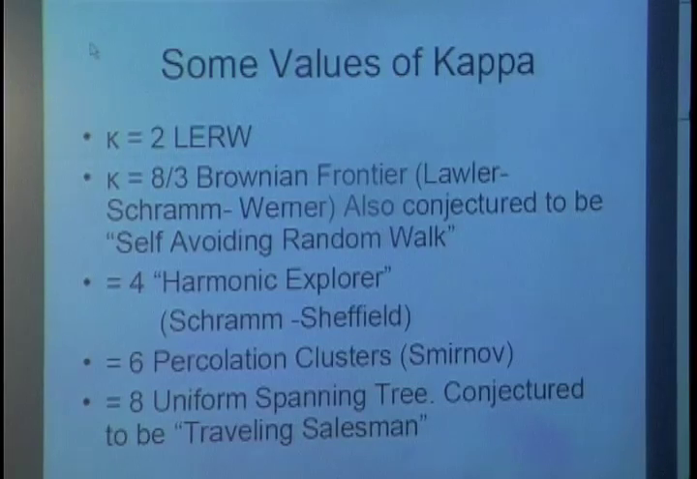Kappa equals 4, that's a very special exponent. There's something called the harmonic explorer. Kappa equals 6 is percolation clusters. So I put Smirnov's name in here because he has a theorem that the scaling limit of percolation on the triangular lattice and a few others is SLE 6. And this allows you to do things that the physicists wanted to do, and 8 is the uniform spanning tree. And there's a conjecture here, I'll show some pictures, that kappa equals 8 is related to the traveling salesman problem.